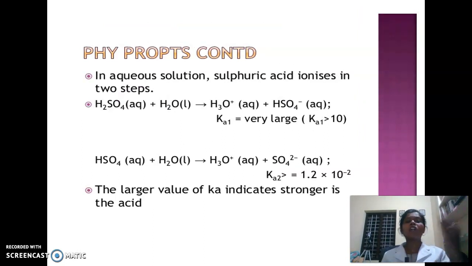Then, coming to the properties of concentrated sulfuric acid. In aqueous solution, sulfuric acid reacts to form hydronium ion and hydrogen sulfate ion, which again reacts with water molecule to form hydronium and sulfate ion, where we can see the Ka value is very strong for an acid.